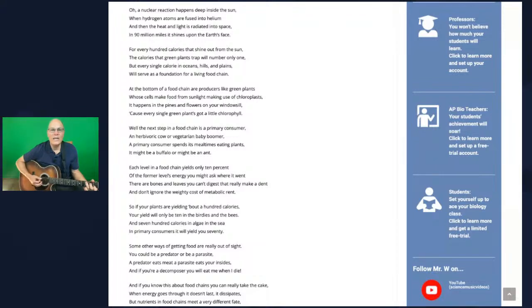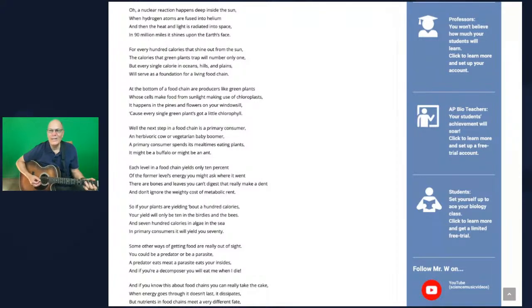Well, the next step in a food chain is a primary consumer, an herbivore, a cow, or vegetarian baby boomer. Primary consumer spends its mealtime eating plants. Might be a buffalo or might be an ant. Each level in a food chain yields only 10% of the former level's energy. You might as well, when there are bones and leaves you can't digest that really make a dent. And don't ignore the weight it costs, the metabolic rent. So if your plants are yielding about 100 calories, your yield will only be 10 in the birdies and the bees, 700 calories in algae in the sea. In primary consumers, it will yield you 70.